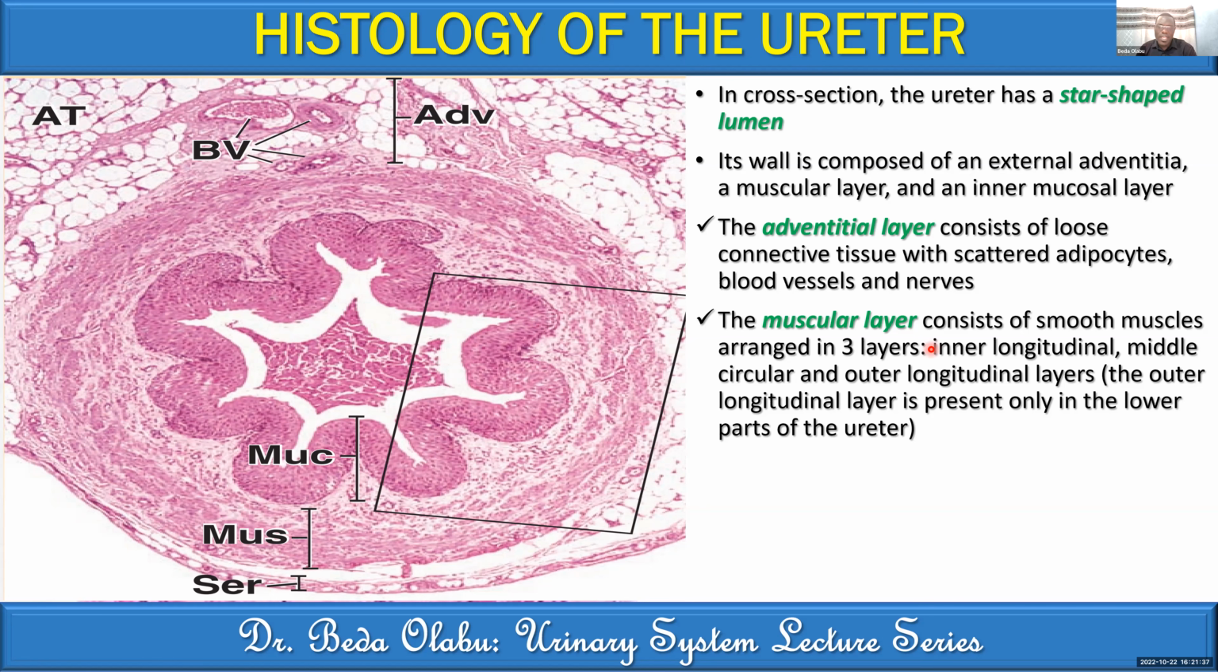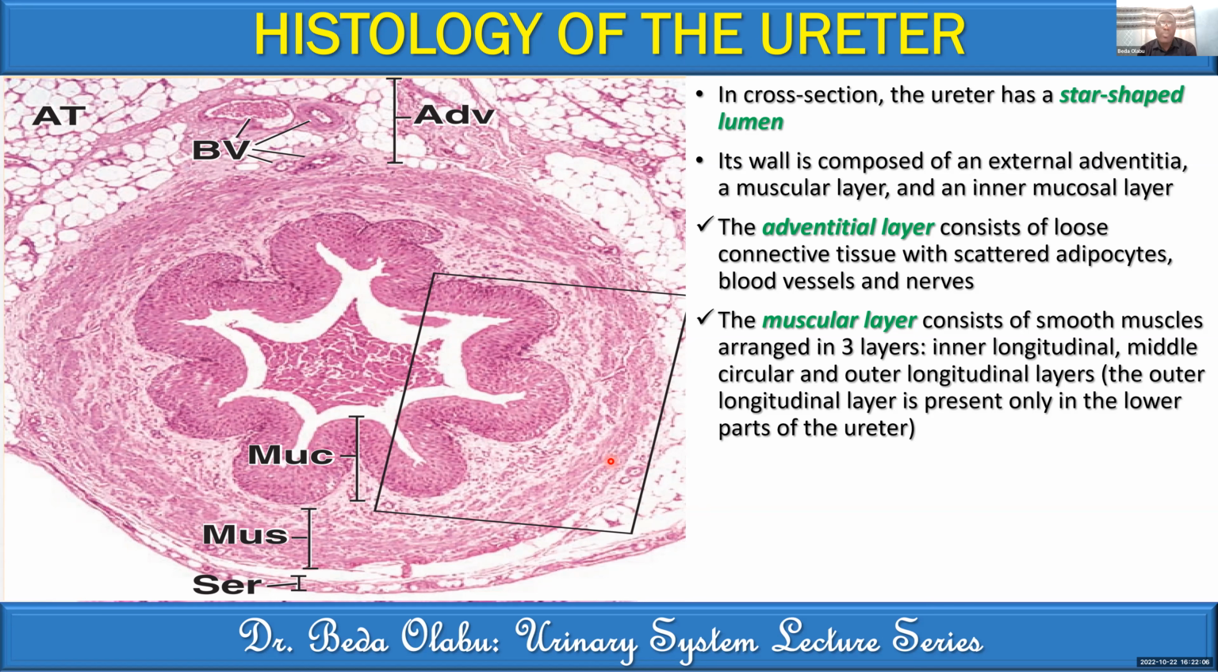The innermost layer tends to run longitudinally, which means along the length of the ureter, so we call it the inner longitudinal layer. Then there's a middle layer which tends to run in a circular pattern, and yet another outer layer that also runs longitudinally. So we have inner longitudinal, middle circular, outer longitudinal.